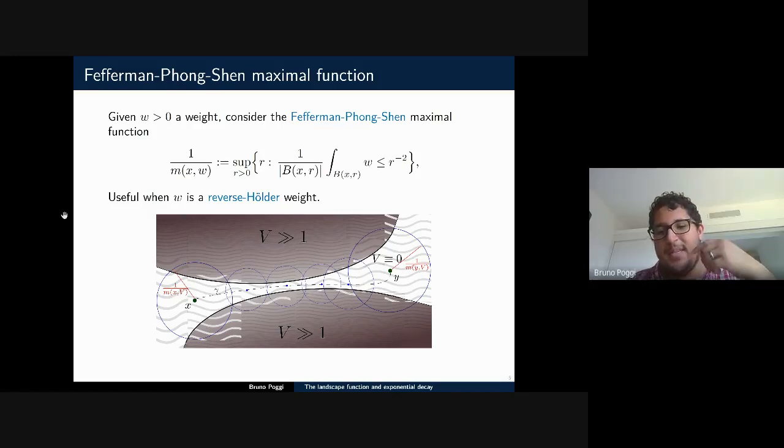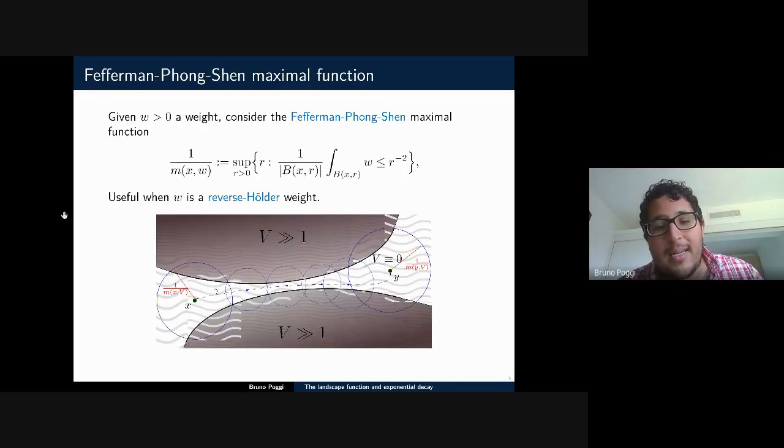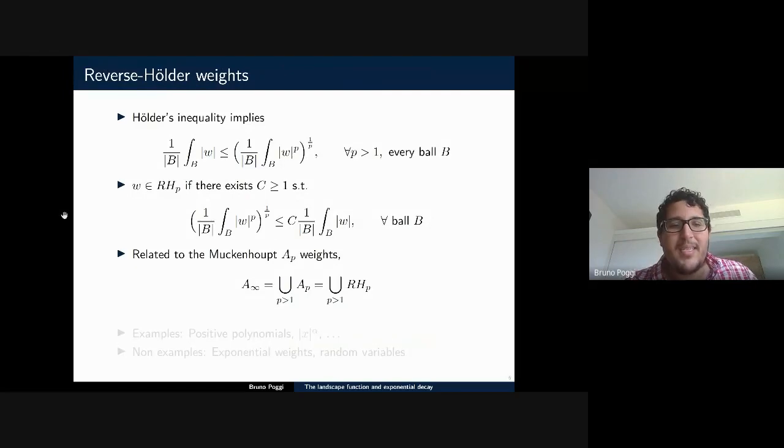Okay, so next slide. Now this maximal function is useful when the potential is in a reverse Holder class. Thank you. So it's useful when the potential is in a reverse Holder class.